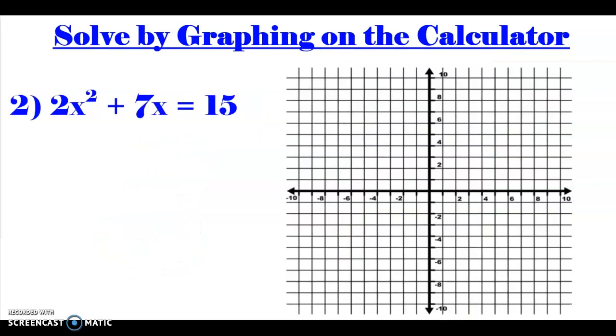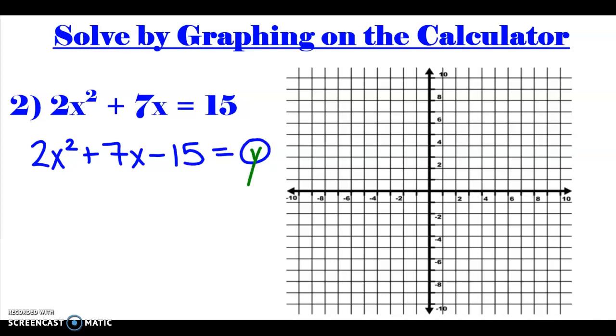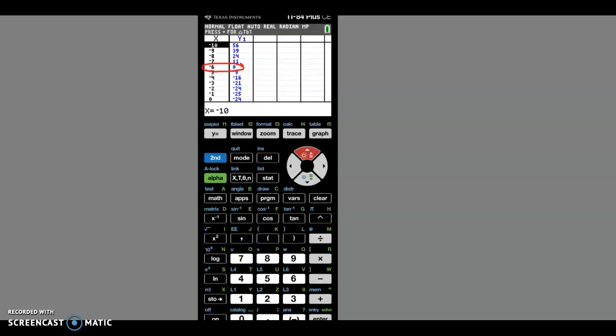All right, let's look at another one. So again, the first thing you're going to have happen is it has to be equal to 0. So I'm looking at 2x squared plus 7x minus 15 equals 0. Right? So if that 0 is your y, you can graph it in your calculator.